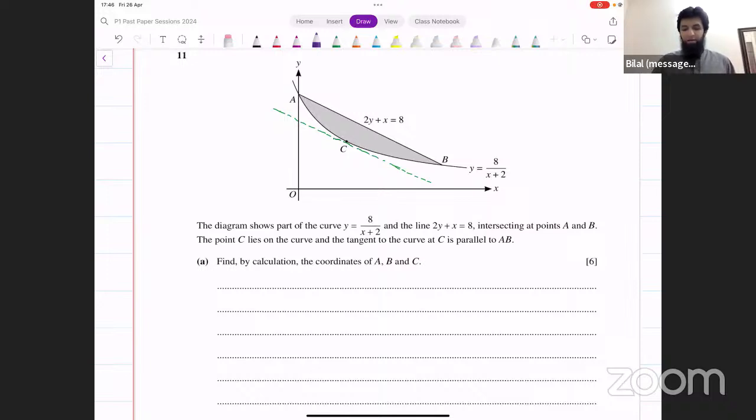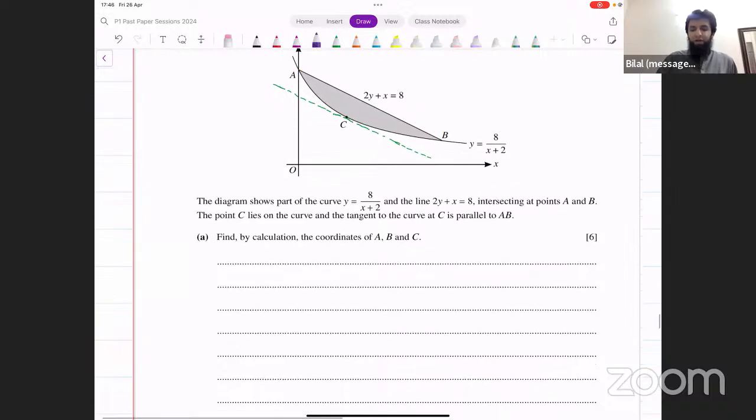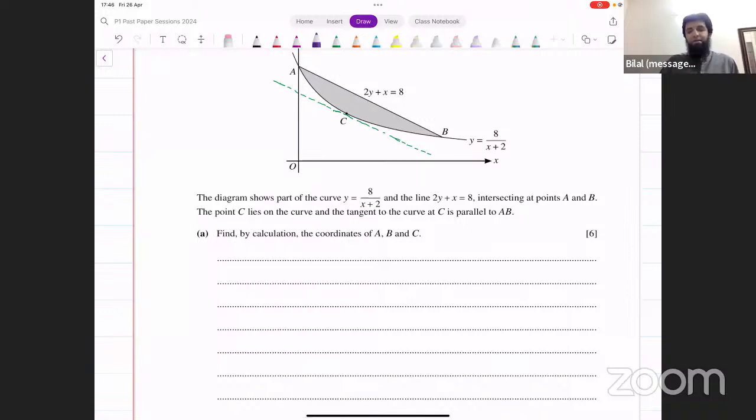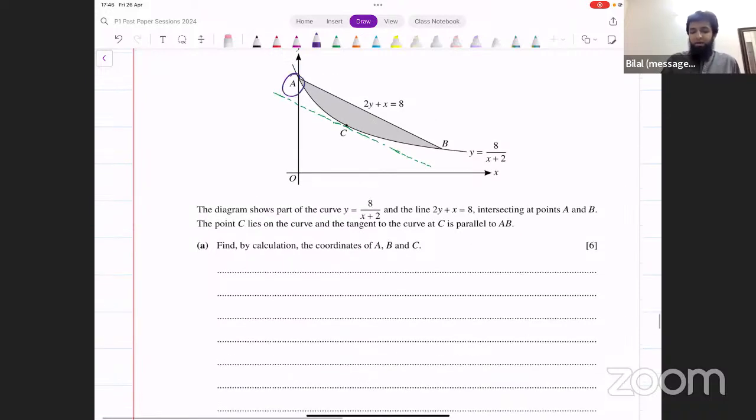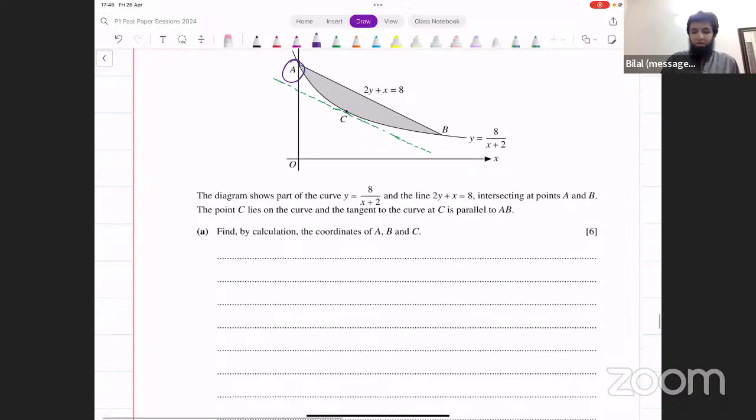Okay, so how do we find these 3 points A, B, and C? A and B are points of intersection of these two graphs, of these two functions. One is a linear function, the other is a curve. So we can find A and B by just solving them simultaneously. In fact, A is just the y-intercept of both graphs, so that's actually even quicker. Let's find A first of all.